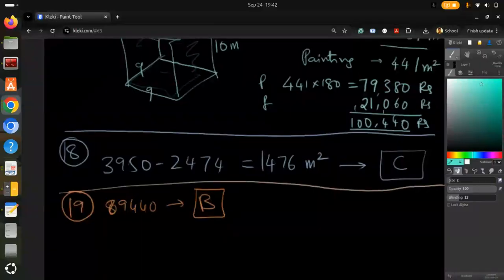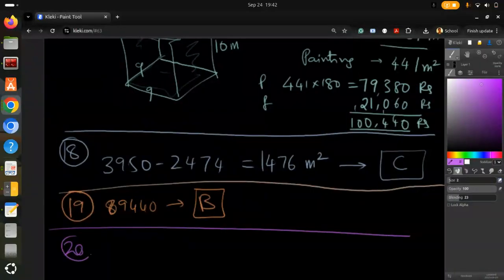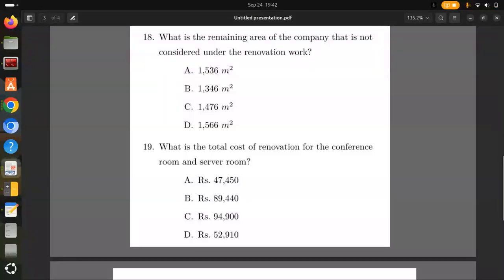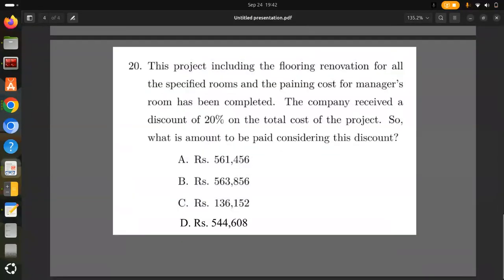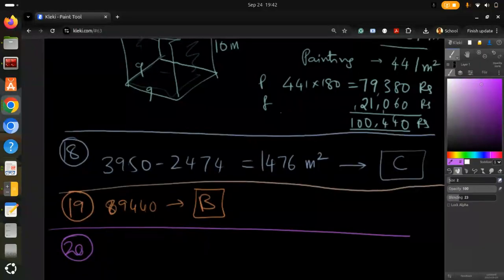Now finally we come to question number 20. What is question number 20? This project, including the flooring renovation for all the specified rooms and the painting cost for the manager room, has been completed. Okay, good. The company received a discount of 20% on the total cost of the project. What is the amount to be paid considering the discount? Now I need to add total flooring and total painting. The painting cost I already know here.